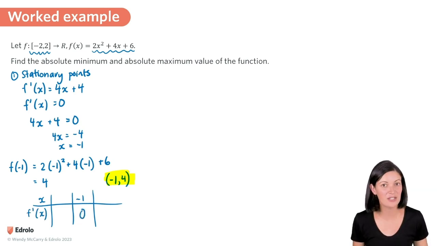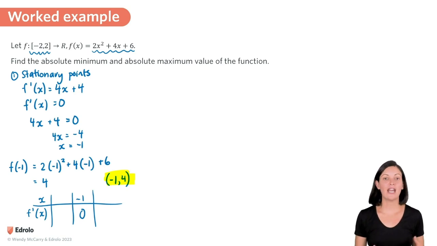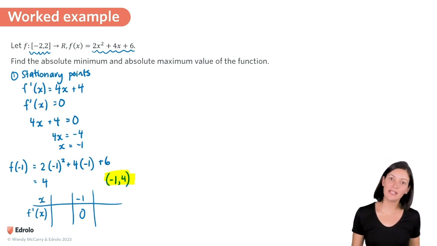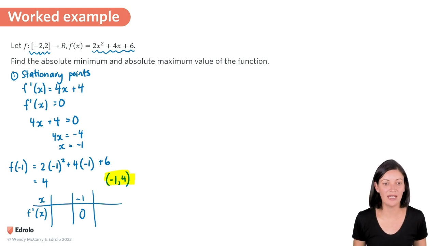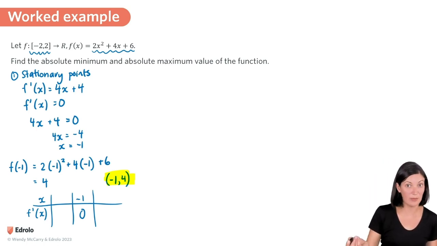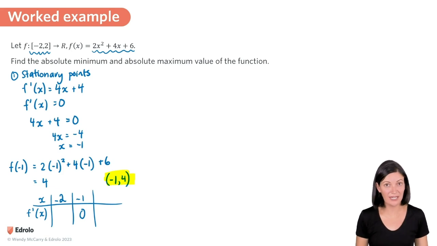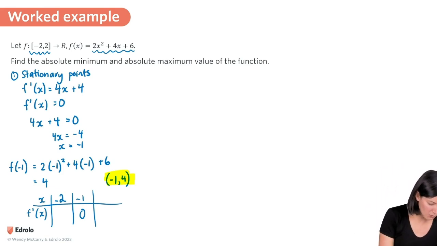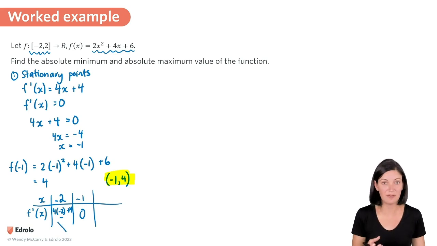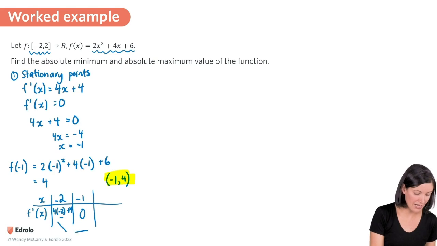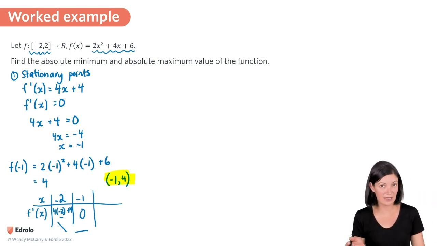So I've just set up my sign diagram or my gradient table, and I'm going to have a look at what is happening to the gradient of the function just to the left of -1 and to the right. Okay, so if I take a number that is just to the left of -1, that could be -2. And if I substitute that into my derivative, I get 4 times -2 plus 4. And that's going to be a negative value, okay? So the shape of the function is going to have a negative gradient at that point. At -1, we know the gradient is 0 because that's our stationary point.